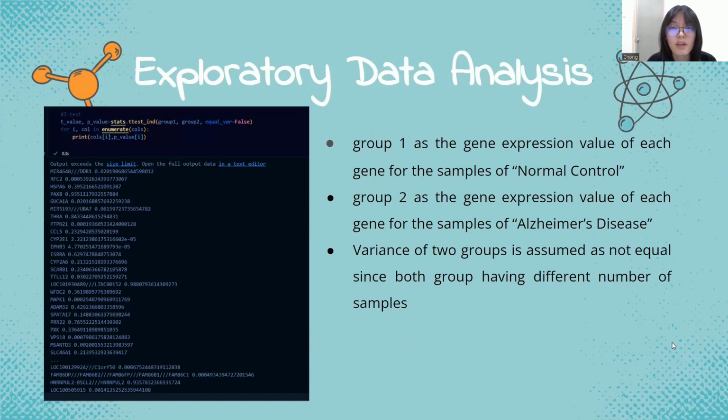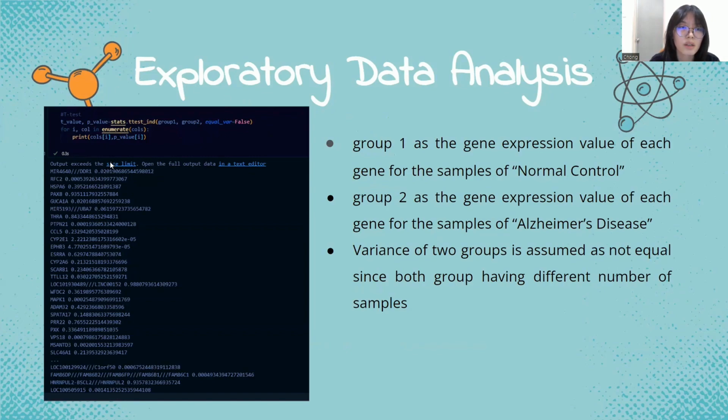Okay, so here is how we can perform the t-test. We define group 1 as the gene expression value of each gene for the samples of normal control, and group 2 as the gene expression value for each gene for the samples of Alzheimer's disease. The variance of the two groups is assumed to be not equal since both groups have a different number of samples. As you can see, the equal_var parameter over here is set to False.